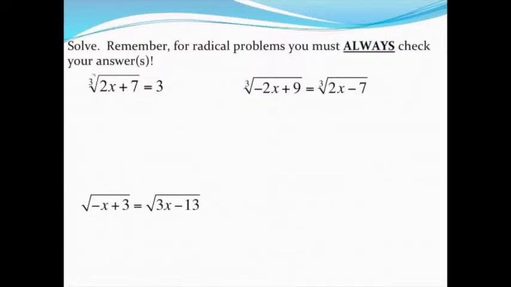So I see that I'm dealing with a cube root. The opposite of taking the cube root of something is to cube it, to raise it to the third power, just like the opposite of taking a square root is to square. So I want to cube both sides.